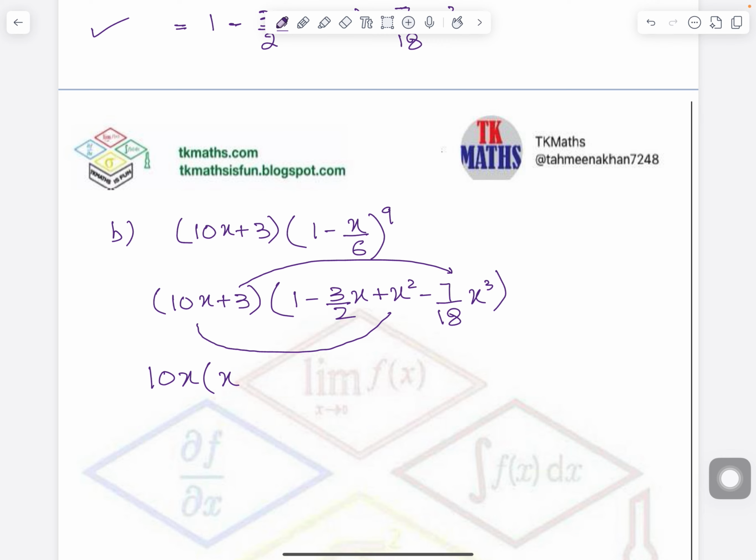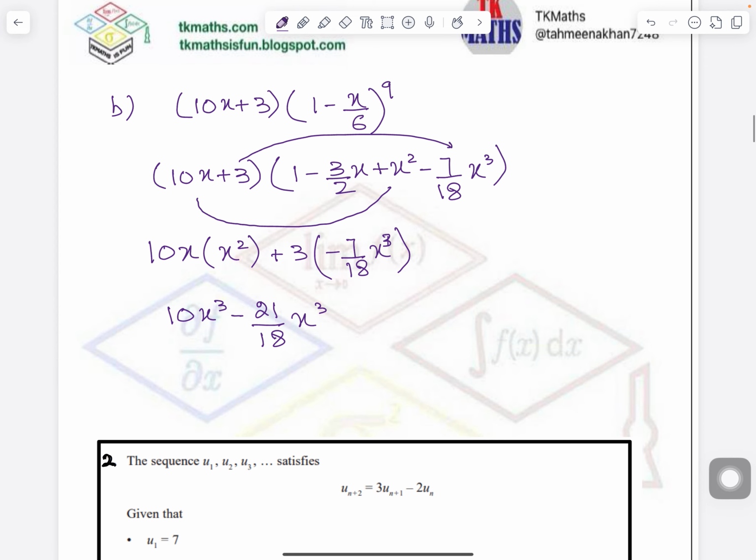So 10x times x squared plus 3 times minus 7 over 18 x cubed. So it will give me 10x cubed minus 7 3s are 21. Now 10 minus 21 divided by 18 is equals to, let me check in the calculator. Okay, so it is 53 divided by 6, x cubed.